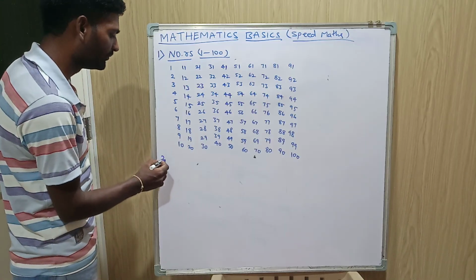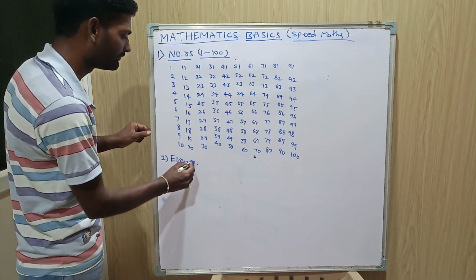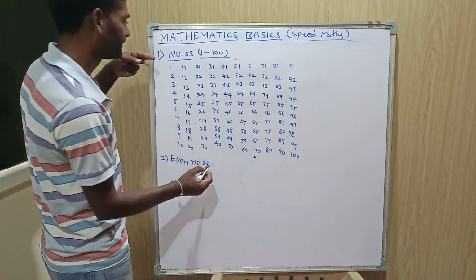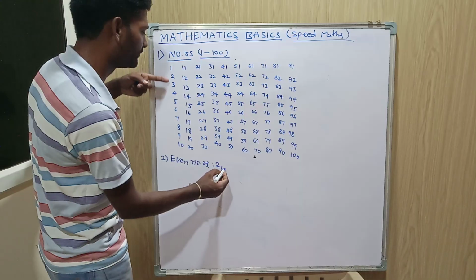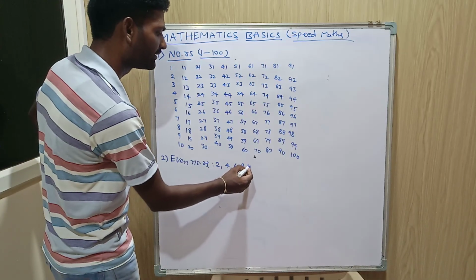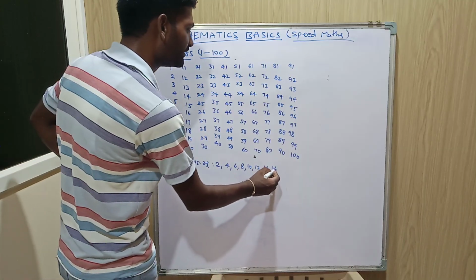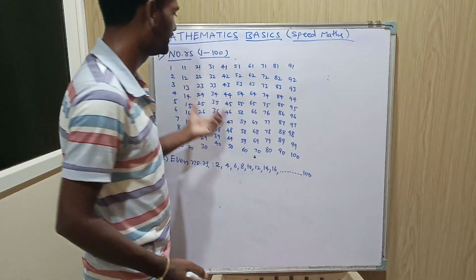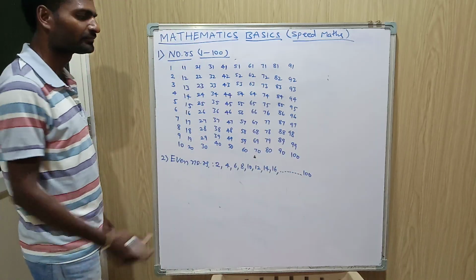Next, point number 2, even numbers. In these even numbers, the multiples of 2 are known as even numbers. 2, next 4, 6, 8, 10, 12, 14, 16, and so on. In this pattern, we have the last number 100. Like these are the even numbers.